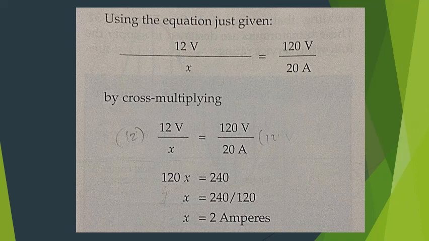By cross multiplying, 12 volts divided by X equals 120 volts divided by 20 amps. We get 120 times X on the left side equals 240. Further simplifying, we divide both sides by 120, which gives X equals 240 divided by 120, which gives X equals 2 amperes as an answer.